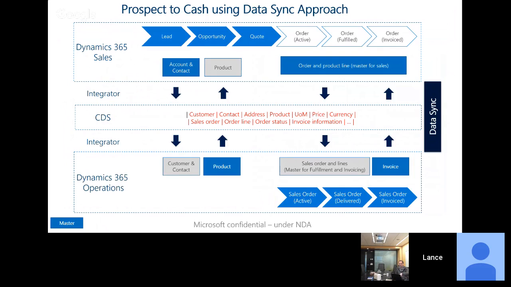one or the other system. So in this case, account and contact is mastered in sales. It becomes read-only down in operations. And similarly, product is authored or mastered in operations, and then it's a read-only experience in sales. And then as you go through, depending on whether you're a front office or a back office scenario, sales orders in this case is authored in operations.